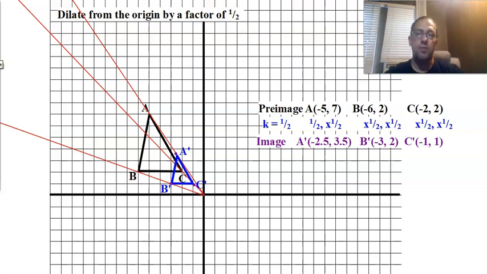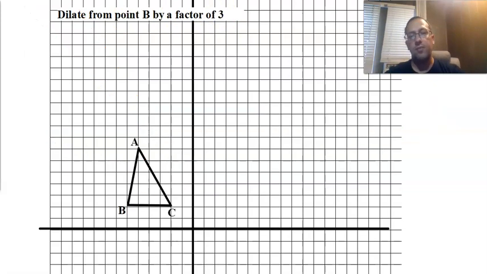Now, what is a bit more problematic is if we dilate from a point that is not the origin. So on this one, we are going to dilate everything from point B by a scale factor of 3. So I'm actually going to use this vertex right here as my center of dilation. So I'm going to draw my rays in, and there they are. They're the rays of dilation. And we want to make everything 3 times farther away from the center of dilation.